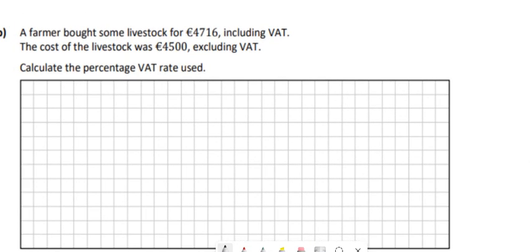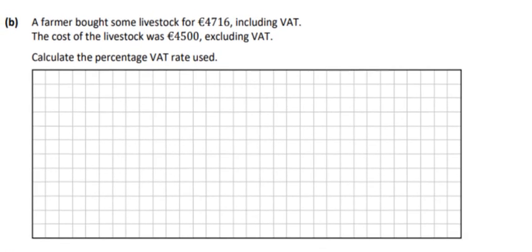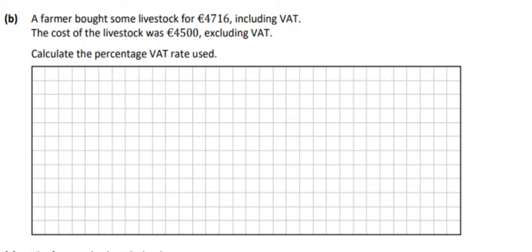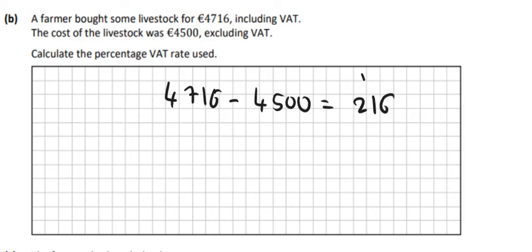Right, a farmer bought some livestock for €4,716, including VAT. So the cost of the livestock was 4,500, excluding VAT. Calculate the percentage VAT rate used. Right, so if I do 4,716 minus 4,500, that gives me €216. So that's the VAT, that's the amount that he actually has to pay.